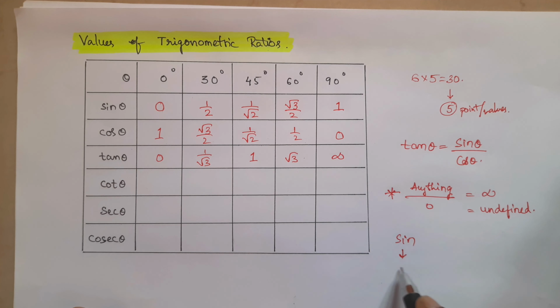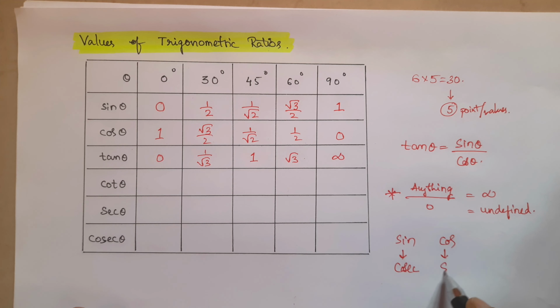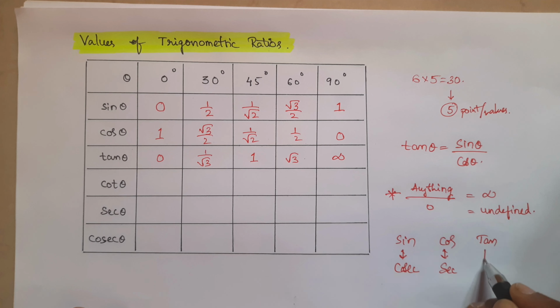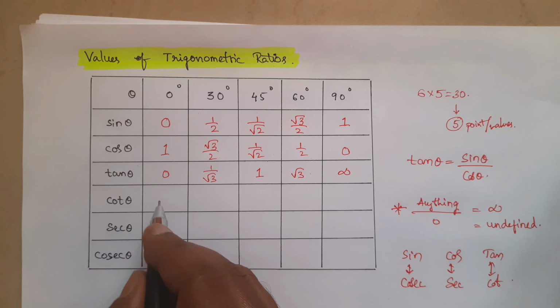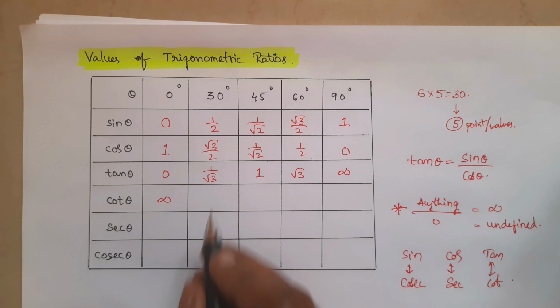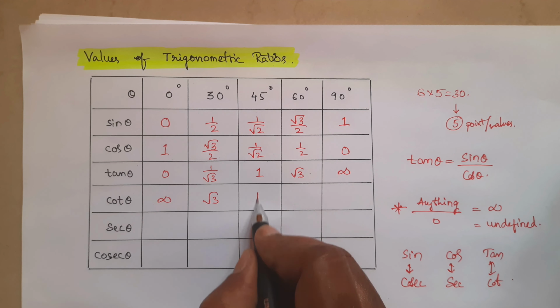So sin reciprocal is nothing but cosecant, and cos reciprocal is nothing but secant, and vice versa. Tan reciprocal is cot. Okay, reciprocal we will do now. See, cot is nothing but reciprocal of tan. So 1 by 0 is undefined here. So 1 by root 3, if you do reciprocal we will get root 3. 1 by 1 is 1 only.